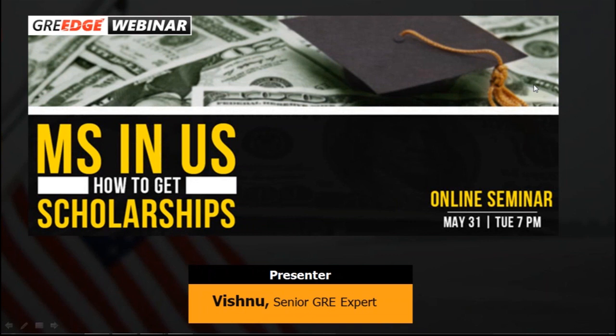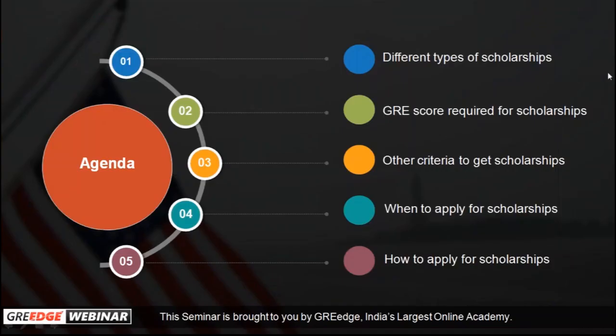Let us just establish a common agenda on what we shall be discussing today. The agenda is very simple: the different types of scholarships available for students to go abroad, the GRE scores required for scholarships, which is a very important discussion, the other criteria to get scholarships, and when to apply and how to apply is the last part of the discussion today.